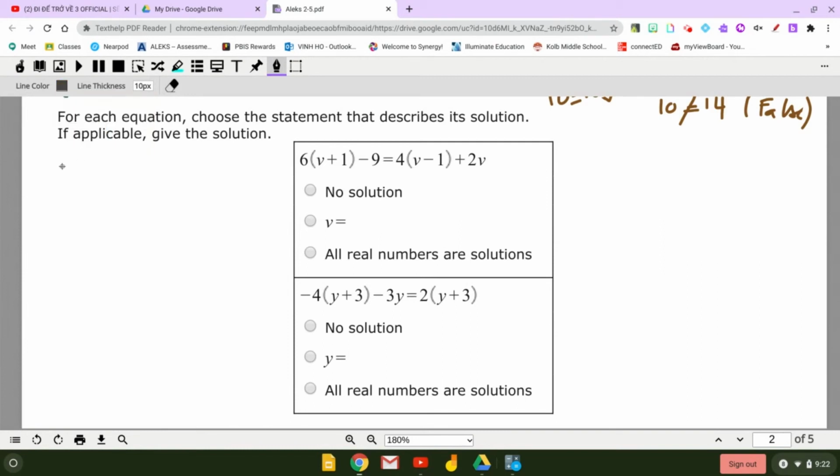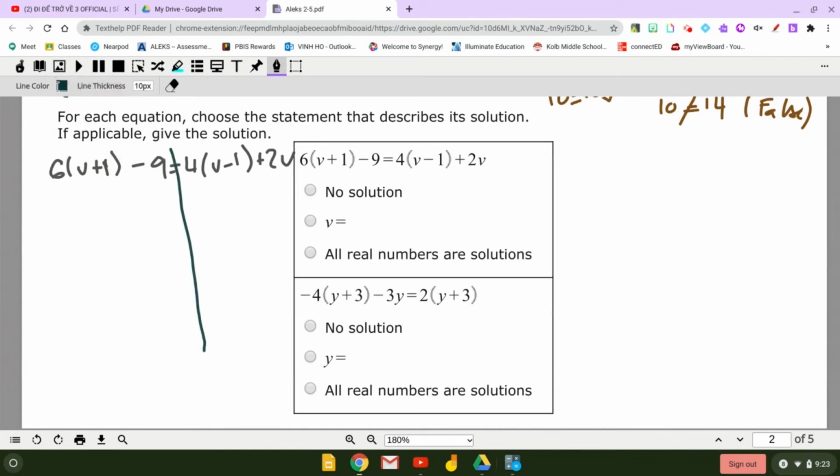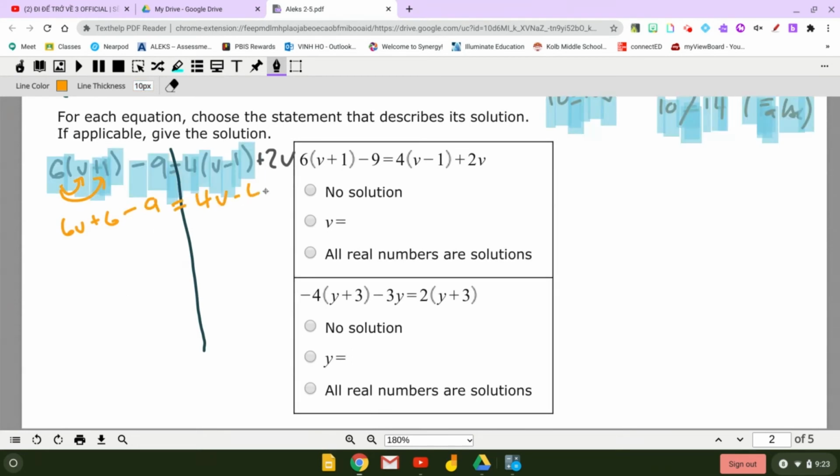All right, this problem: 6(v + 1) - 9 equal to 4 plus 2v. All right, so first, as usual, draw the line. Step 2, distribute. 6v plus 6 minus 9 equal to 4v minus 4 plus 2v.